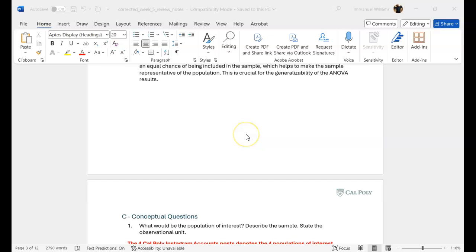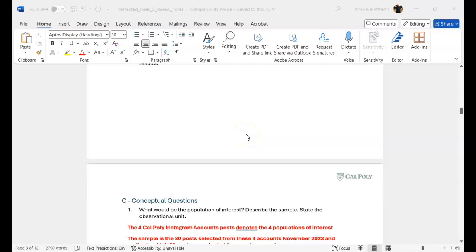The population of interest is going to be the 4 Cal Poly Instagram accounts' posts, which denotes the 4 populations. Technically, one could argue that there are 4 separate populations, but one can also argue that it's all posts from the Cal Poly Instagram account. I'm going to go with there being 4 separate populations regarding the Instagram accounts. The sample of interest is going to be the 80 posts, right?